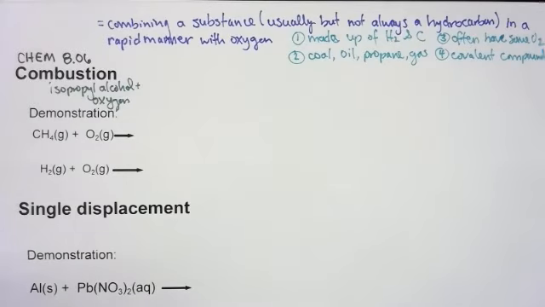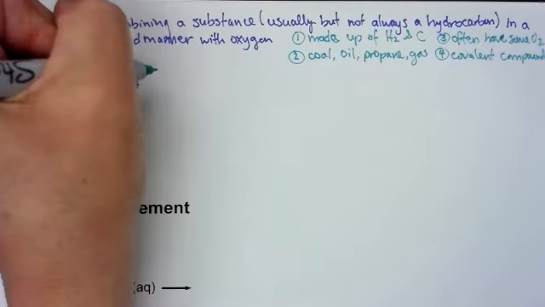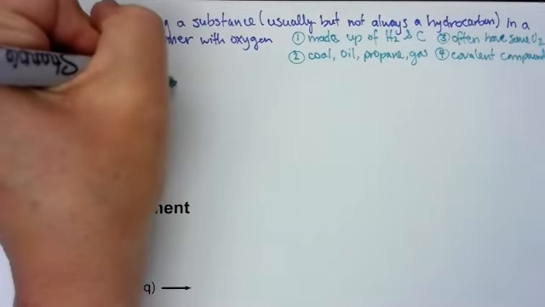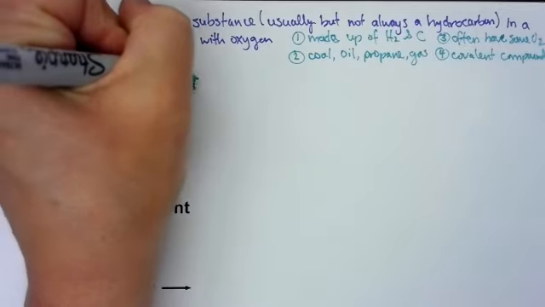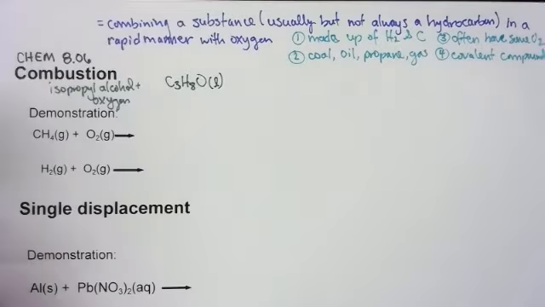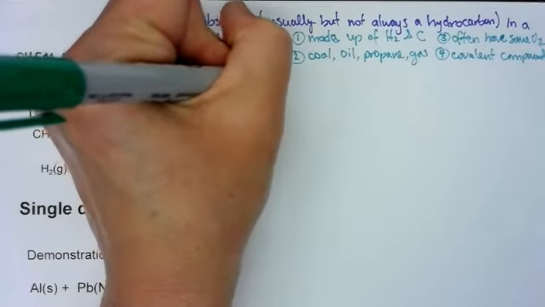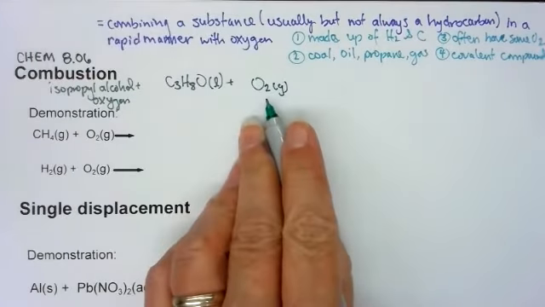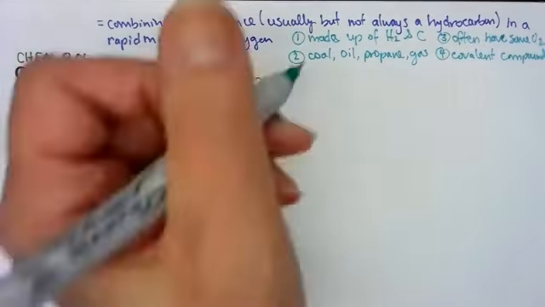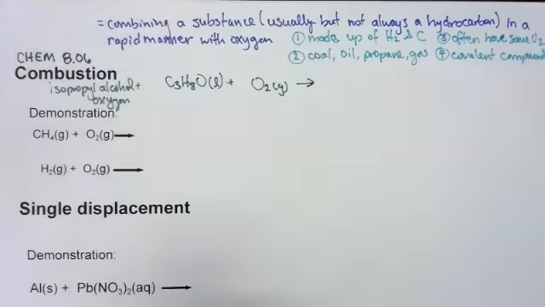All right, if you're coming back, welcome back. Our formula for isopropyl alcohol is C3H8O. It's a liquid. And when we combine that with oxygen, that's a gas. Notice it's diatomic, so I write oxygen with a subscript 2. So the question is, what am I going to produce?